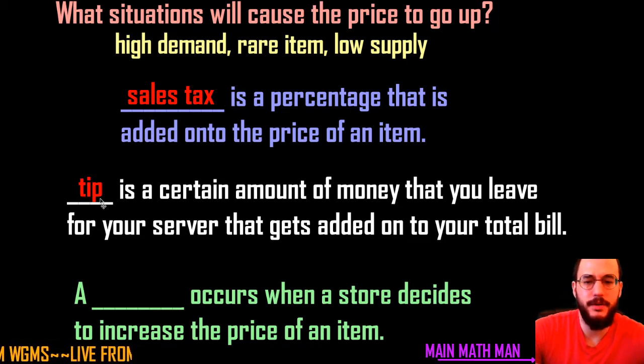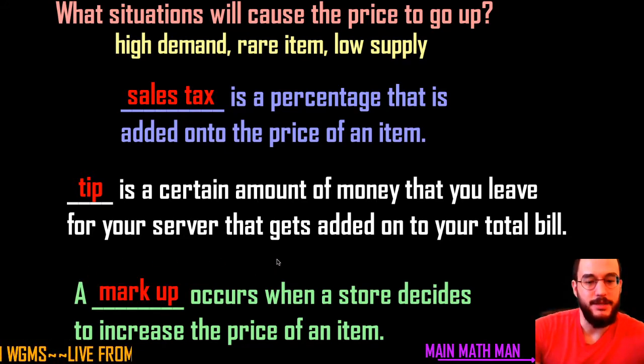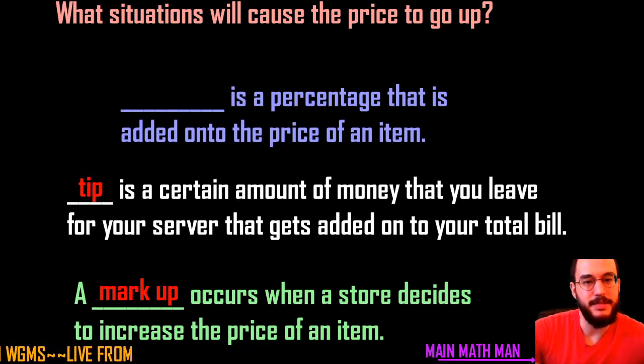Then we can say also, let's say you go out to a restaurant and you want to make sure you leave a tip. Again, a tip is a certain amount of money that you leave for the server that gets added to your total bill. So this is what you would add onto your bill, so that way you show appreciation for their good service. And then lastly, it says a markup occurs when a store decides to increase the price of an item.